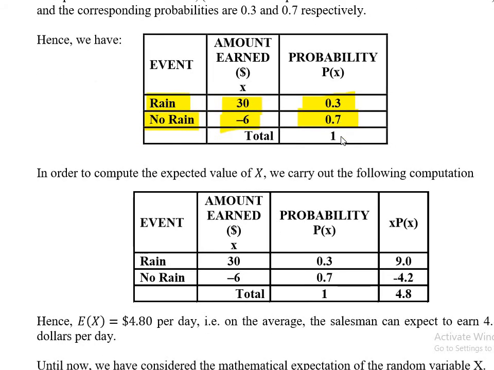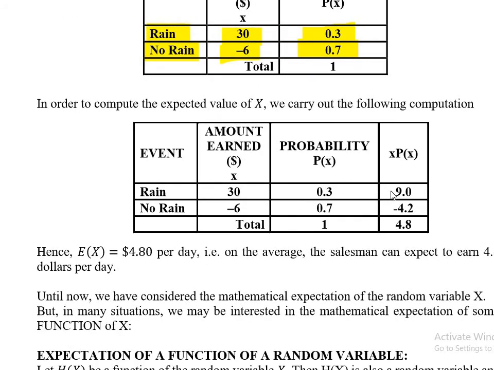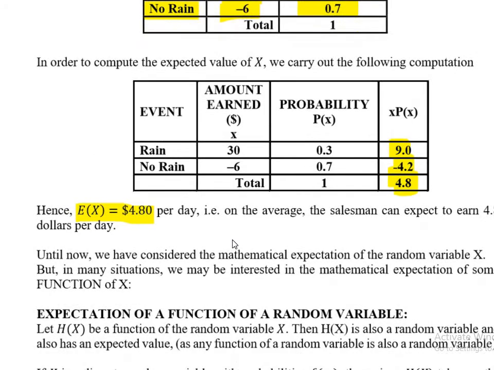Now, if you multiply these two numbers and add them, this gives you the expectation. This is the mean. So hence, the expected value of x is 4.8 per day. That is, on the average, the salesman can expect to earn $4.8.